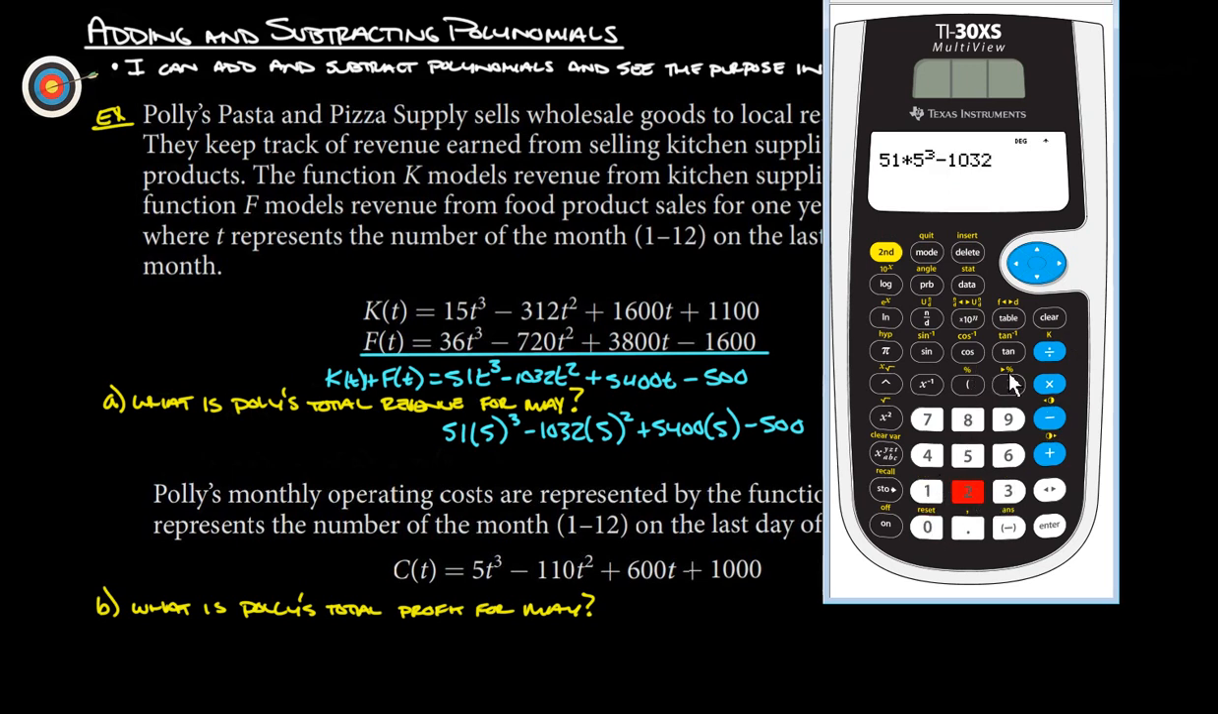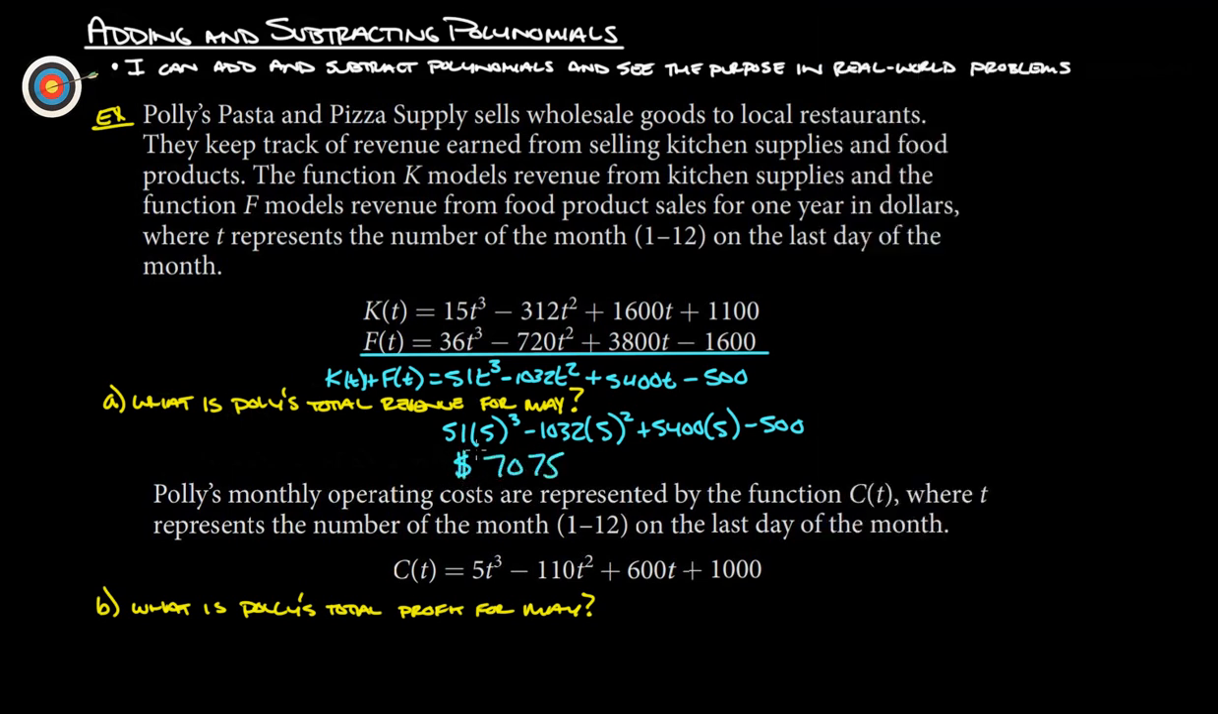1032 times 5 squared. You can also put these in parentheses just like it looks. That is just the same as multiplying. Plus 5400 times 5 minus 500. And that gives us a total income for May of 7075.